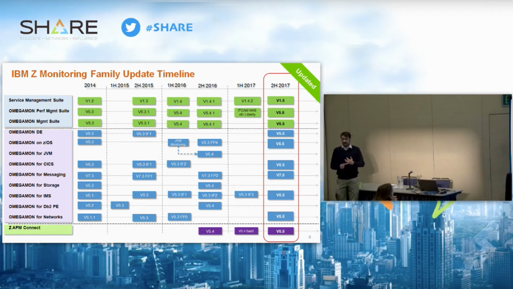So we did what we call the 5.5 release, which delivered updates for OMEGAMON zOS, CICS, messaging, IMS, and networks primarily. And then we also have an APM offering as well, which was called OMEGAMON for APM. It's now called zAPM Connect. I won't be talking about that one in particular in this session. I'm focusing on really what we call the core OMEGAMON products for providing that resource level details.